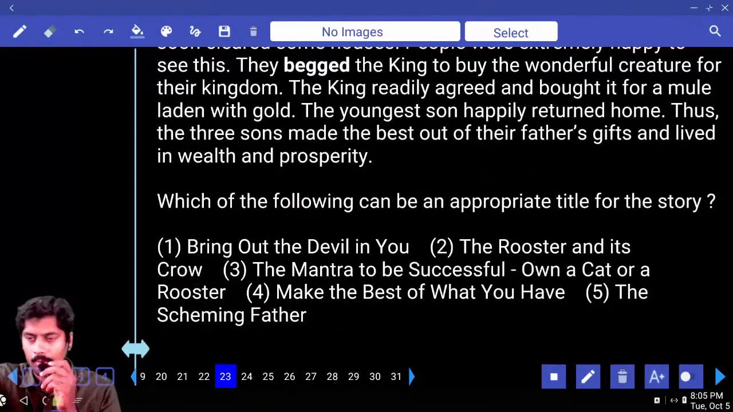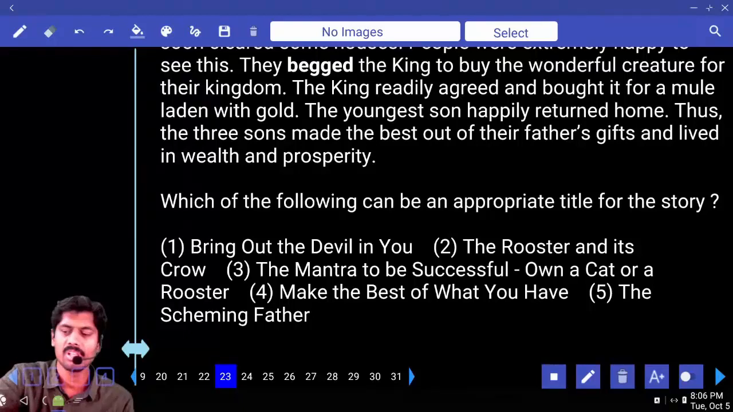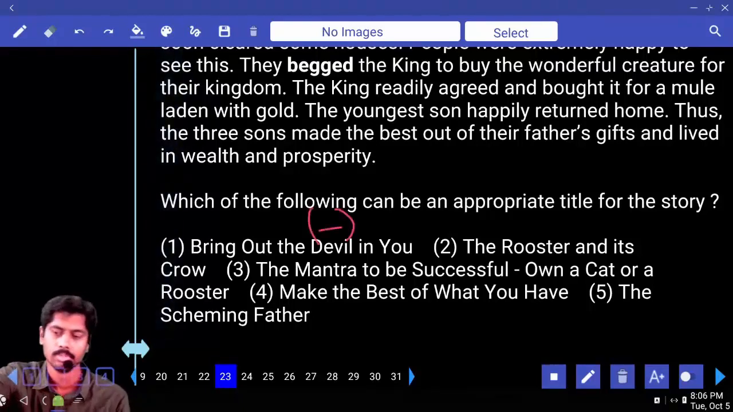Following can be the appropriate title. Bring out the devil in you. The passage is nothing related to negative. Rooster and its crow. Where is crow? Crow was not mentioned. Mantra to be successful.